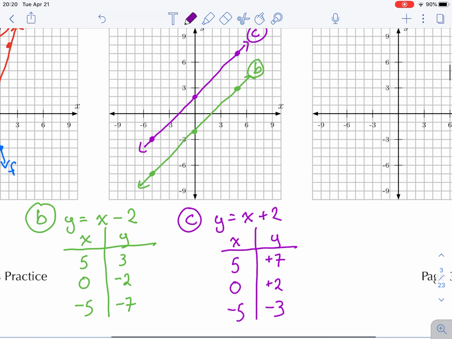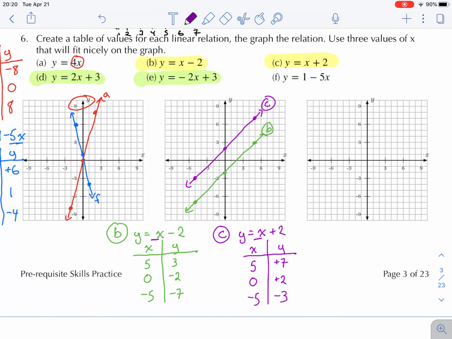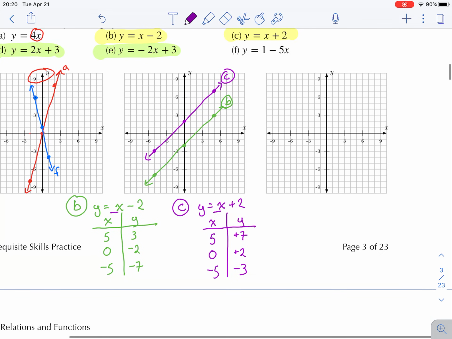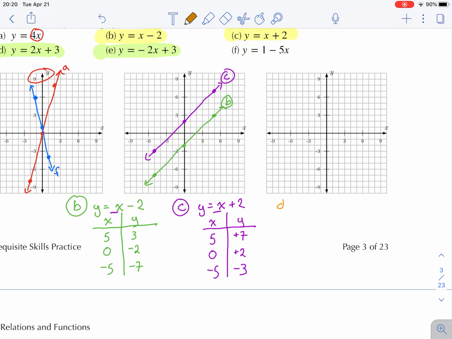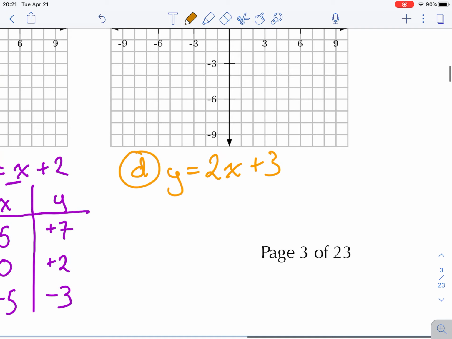Take a look at those two lines. C and B are parallel lines. They both have a slope of 1. They have the same slope, so they're parallel lines. Let's take a look at D and E. So letter D. y equals 2x plus 3.